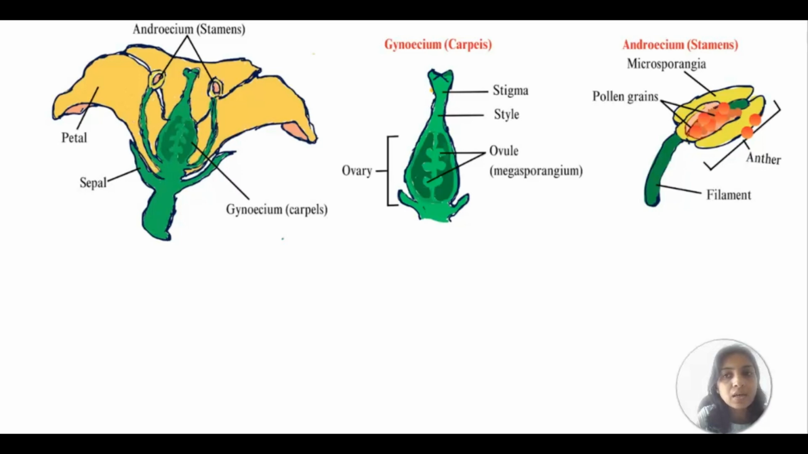Androecium is composed of a cluster of individual structures called stamen. A single stamen has two parts: a long, slender, filamentous region called filament, and on the distal end of the filament there is an anther attached. The proximal end of the filament is attached to the thalamus of the flower.